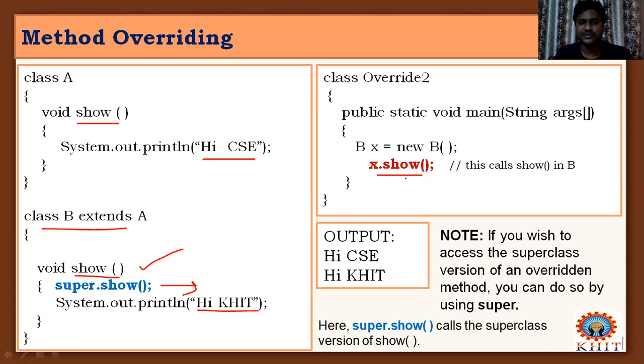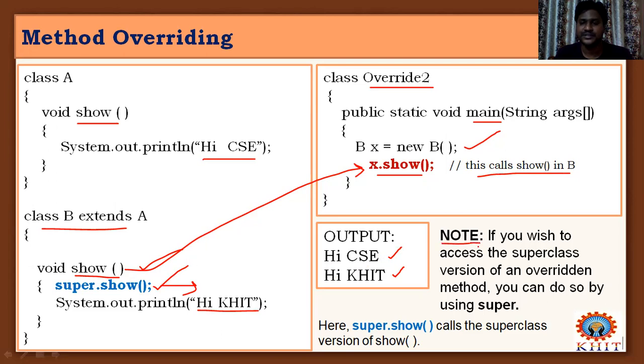In the main class of this program, inside the main function, just create an object of the subclass and call x.show. No doubt at all, it calls the subclass method, show in B, but inside this show method it automatically calls the superclass method also. That's why the output of this program is Hi CSC, Hi KHIT.